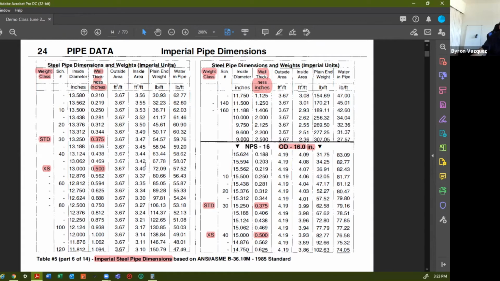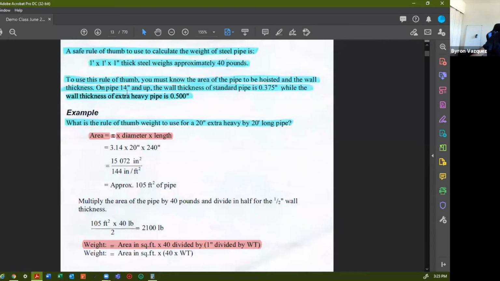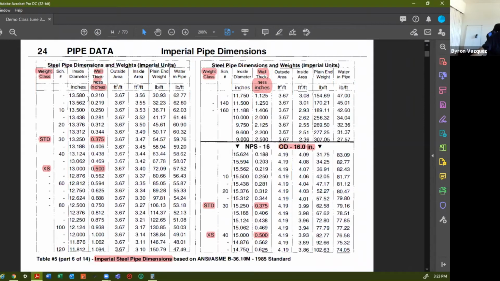So the previous one is going to be a 14-inch. And as mentioned, 14-inch and up, the wall thickness of standard pipe is 0.375 inches or 3/8, while the wall thickness of extra heavy pipe is 1/2 inch. So let's double check. This is going to be a 14-inch NPS.